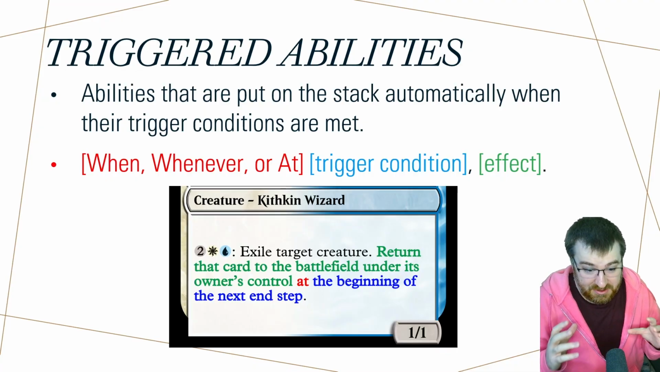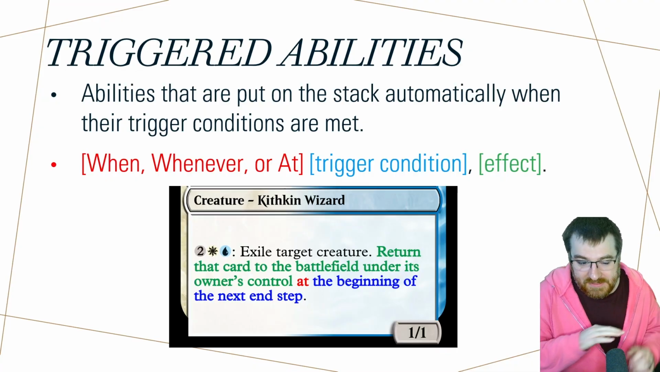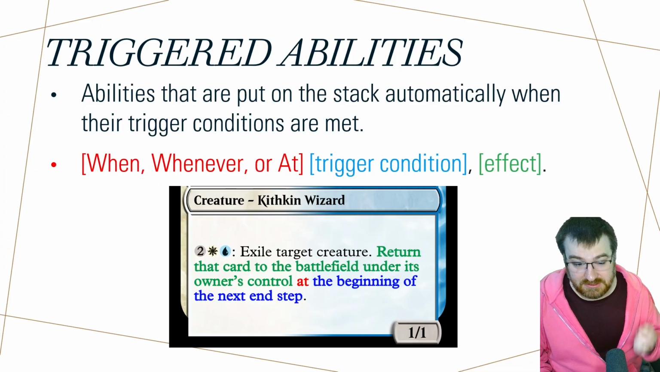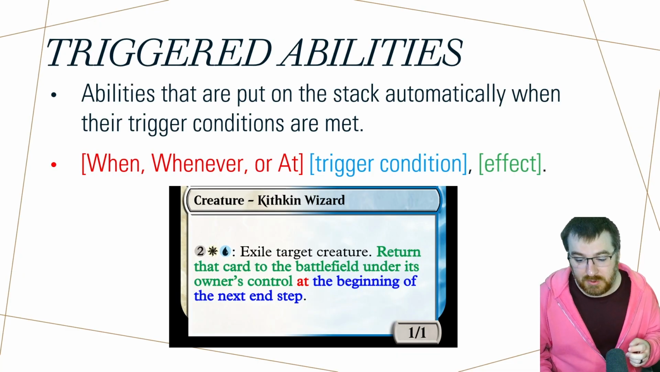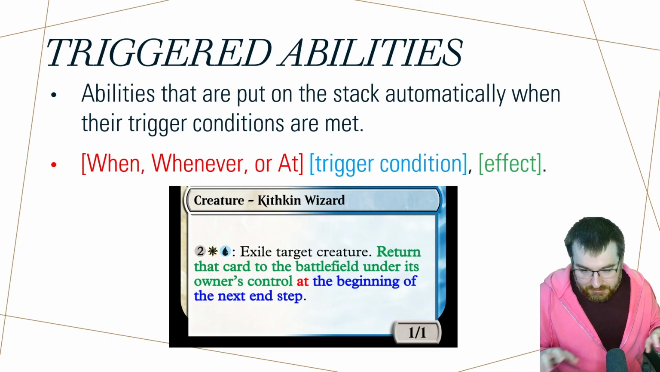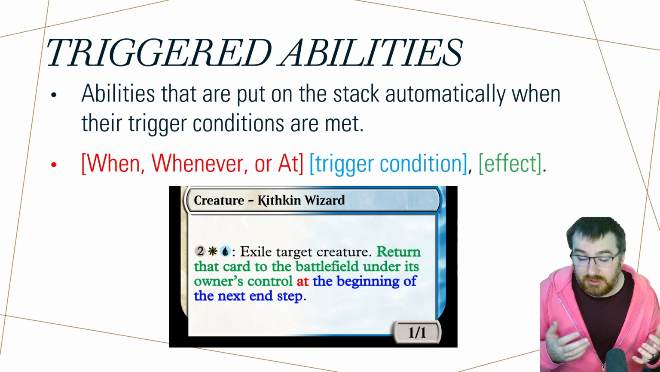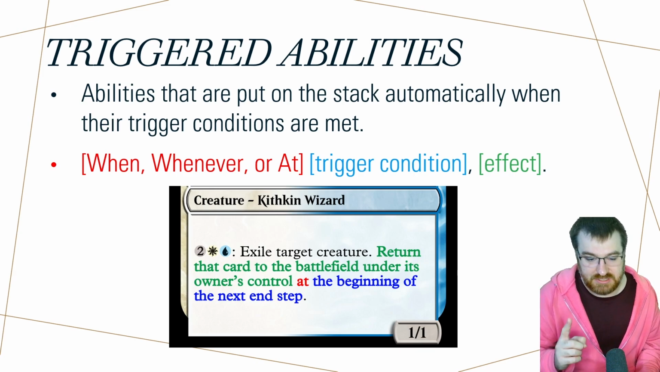So this is an activated ability, right? You can see it has a mana cost, colon, and then an effect. But when this activated ability resolves, it does two things. The first thing it does is it exiles target creature. The second thing it does is it creates what's called a delayed triggered ability, which just creates an effect that sort of hangs out and waits until its trigger condition is met, and then it triggers exactly once to do its thing.